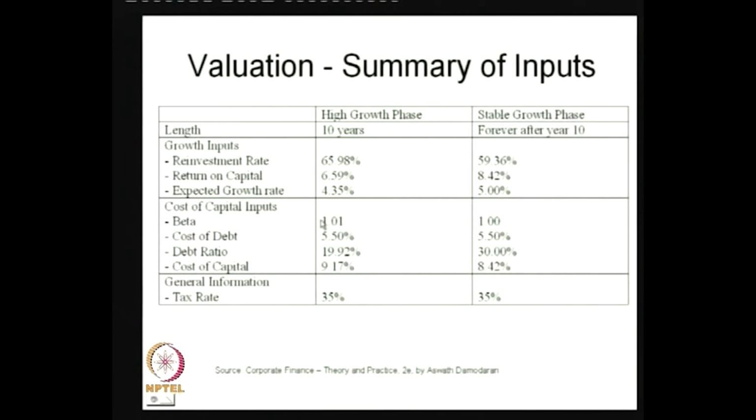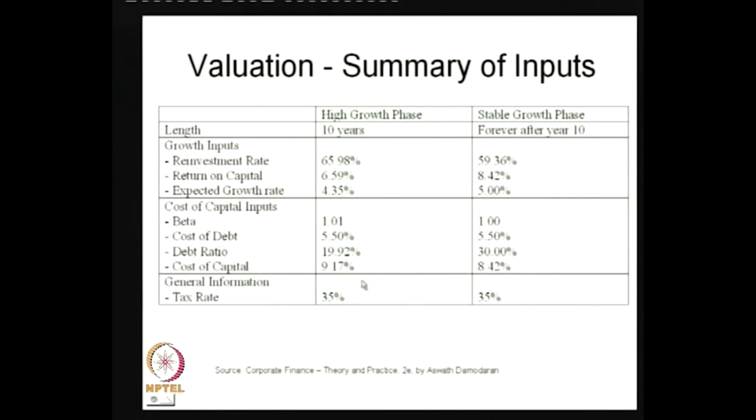and the cost of capital is found out for the high growth phase separately and also for the stable growth phase separately, because it is expected that the high growth phase is supposed to be a little more risky, in that case the beta of the particular company stock is not going to be the same. So, it is 1.01 compared to 1.00 in case of stable growth. Then you have the cost of debt. So, 5.50%, which remains at 5.50%. The debt ratio for this company is 19.92% in the high growth phase, whereas it is 30.00% in the stable growth phase.